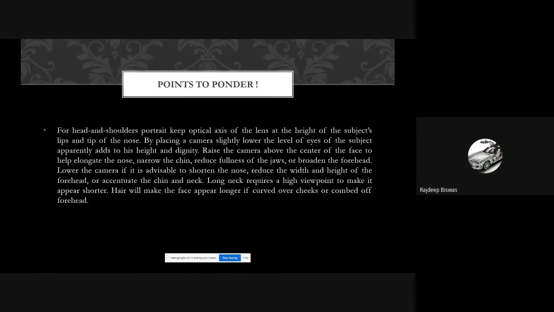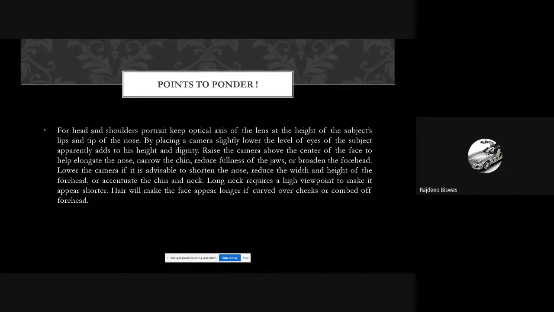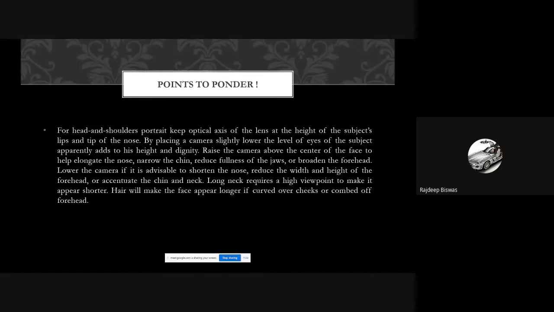Hair, again, if you have a subject with heavy cheeks, do one thing, ask her to comb the hair and put it in front. What you're doing is basically cutting the cheeks with hair. It's just small bits and pieces which will help you get an image which you want.